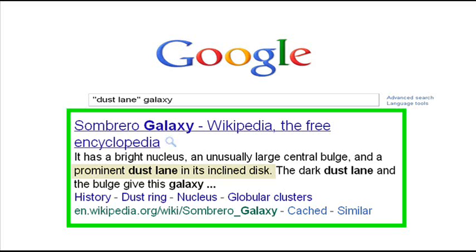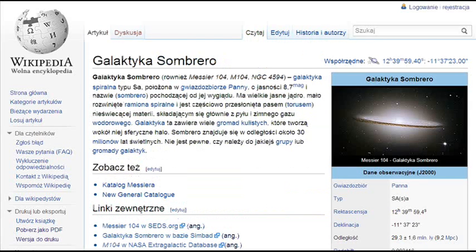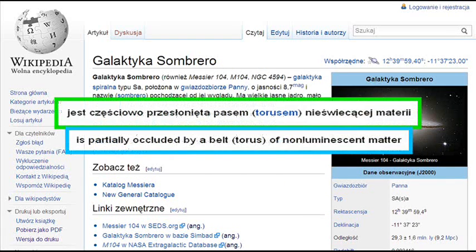Now I needed to find the Polish translation, and the first thing I did was to go to the Polish entry on the Sombrero galaxy, which contained this sentence, translated literally as: is partially occluded by a belt, torus, of non-luminescent matter. At this point, torus did seem like a good enough candidate for dust lane in Polish, but I wasn't really sure if this was only a word used in this article or the established term in Polish.